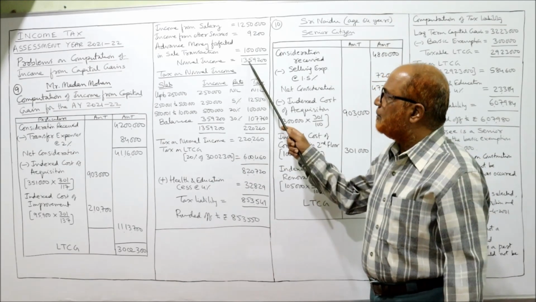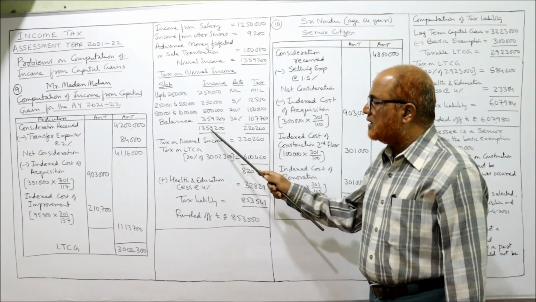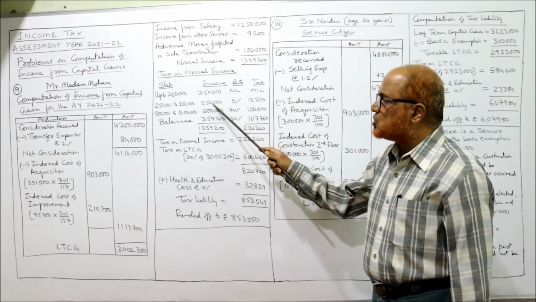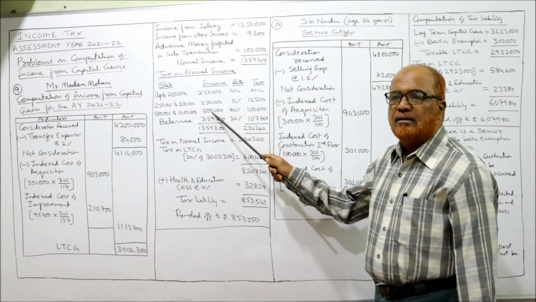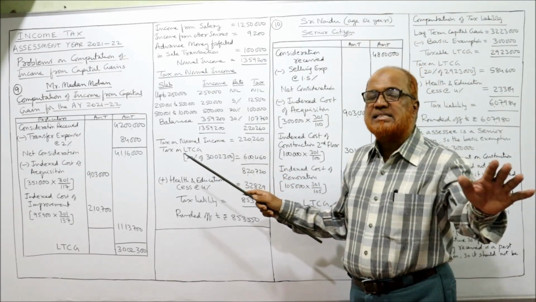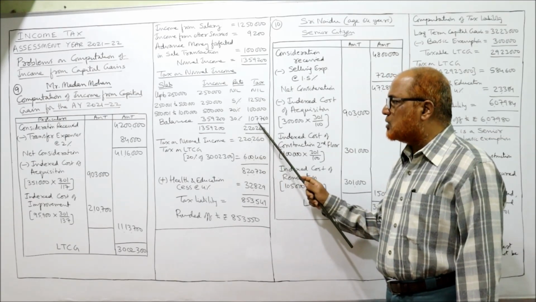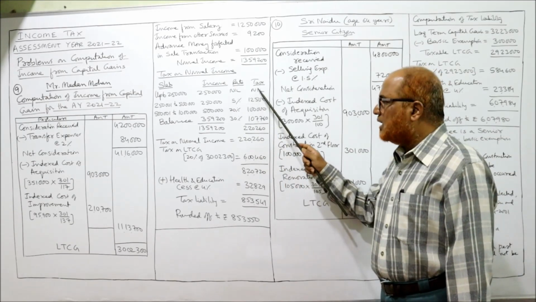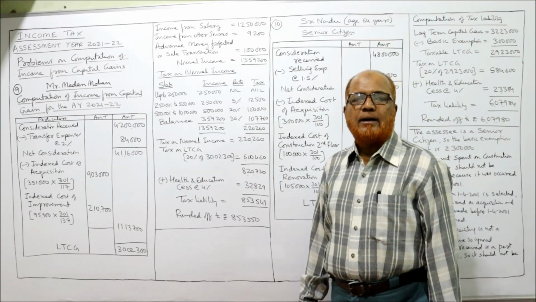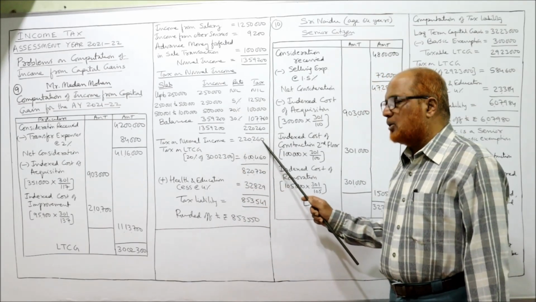What is the normal income here? 13,59,200. So you take 13,59,200 minus 2,50,000 minus 2,50,000 minus 5 lakh. That means 10 lakh rupees. 13,59,200 minus 10 lakh, you get 3,59,200. 30% is 1,07,760. Take the total, 2,20,260. This is the tax on normal income. So tax on normal income is 2,20,260.